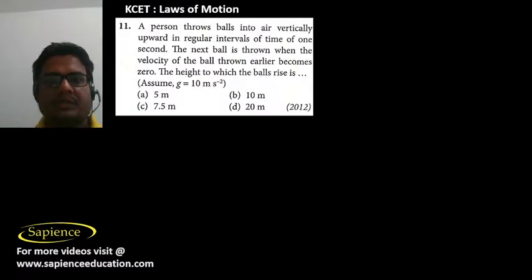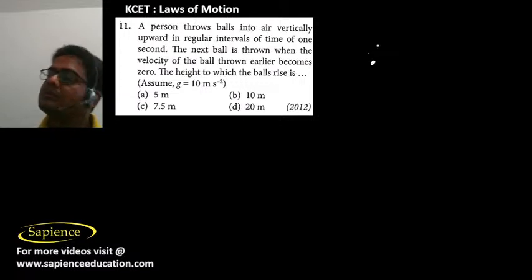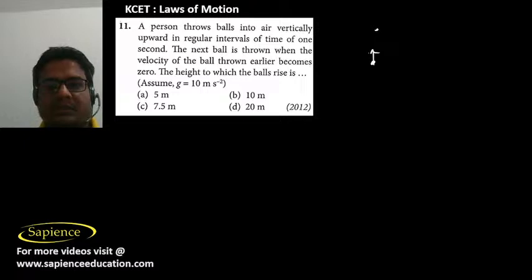Then it is told that a person throws balls vertically upwards into the air at regular intervals of time of 1 second. The next ball is thrown when the velocity of the ball thrown earlier becomes 0. The height to which the balls rise is asked.